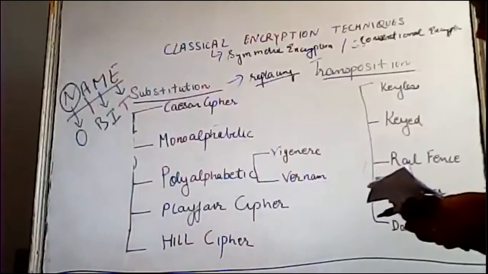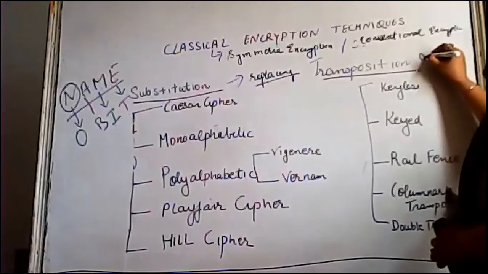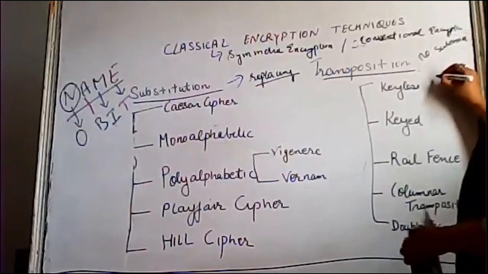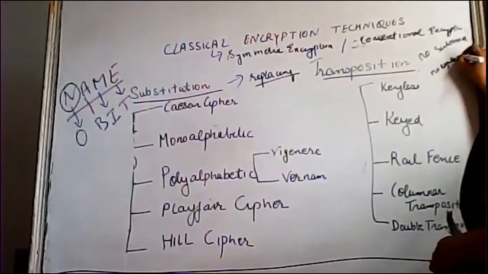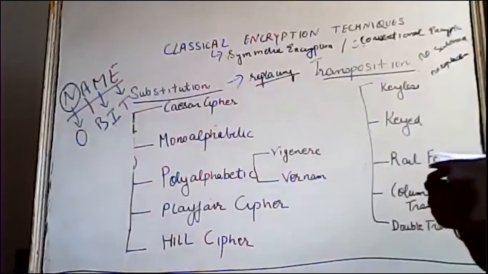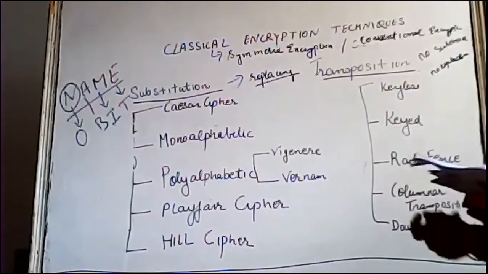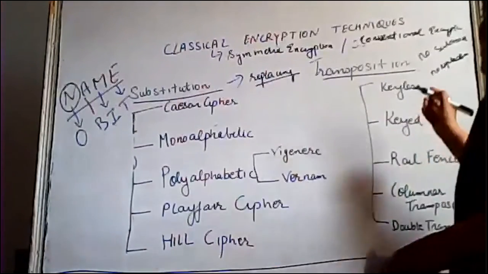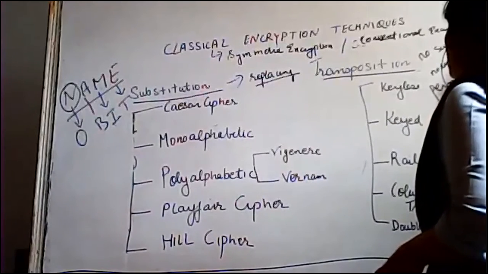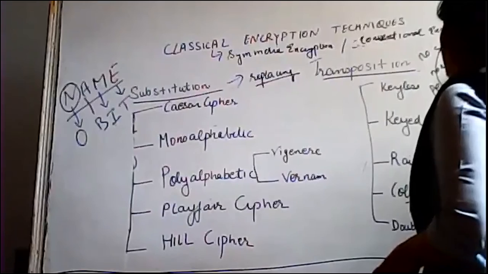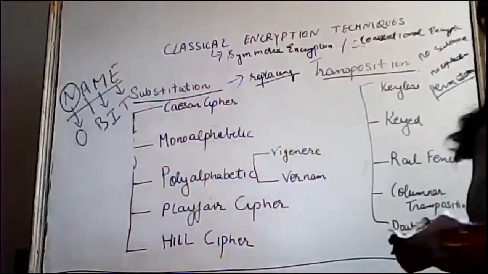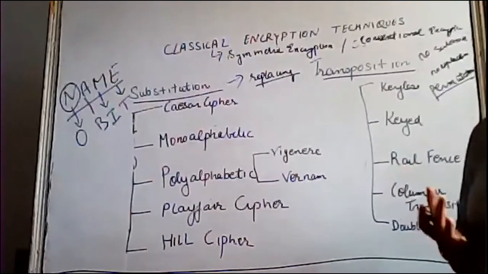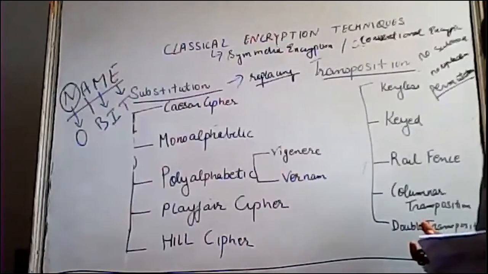In transposition techniques, we don't perform any substitution. There is no substitution. Is it clear? Or we can say there is no replacement here. So if there is no replacement or substitution, what we can do is perform some permutations. I hope you understand this term. I think many times in maths you have heard the term permutation. So what we mean by permutation is that we are getting some combination of letters.